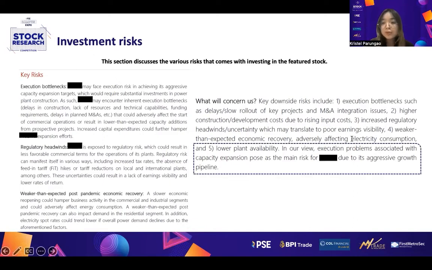You would also notice that it's not necessary to discuss here the share price impact for each risk. It's also good to add or to highlight the headline risk that you are most worried about. So here in our example, we have highlighted the top of mind risk for this particular power stock.